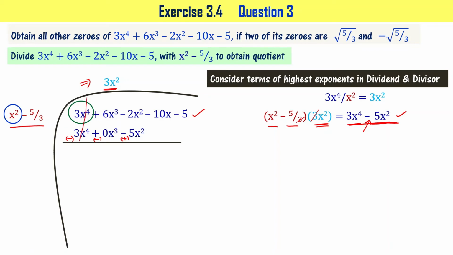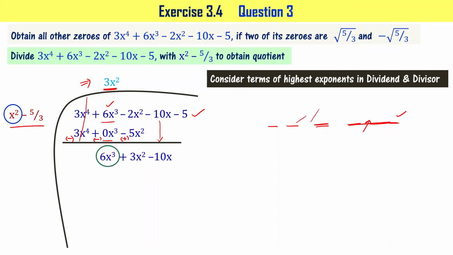This is going to get cancelled. This 6x^3 minus 0x^3 is going to be 6x^3 only. Minus 2x^2 plus 5x^2 is going to be plus 3x^2. Let's write that and bring minus 10x down now, right? Now, as you see here, 6x^3 is the term containing highest exponent, right?